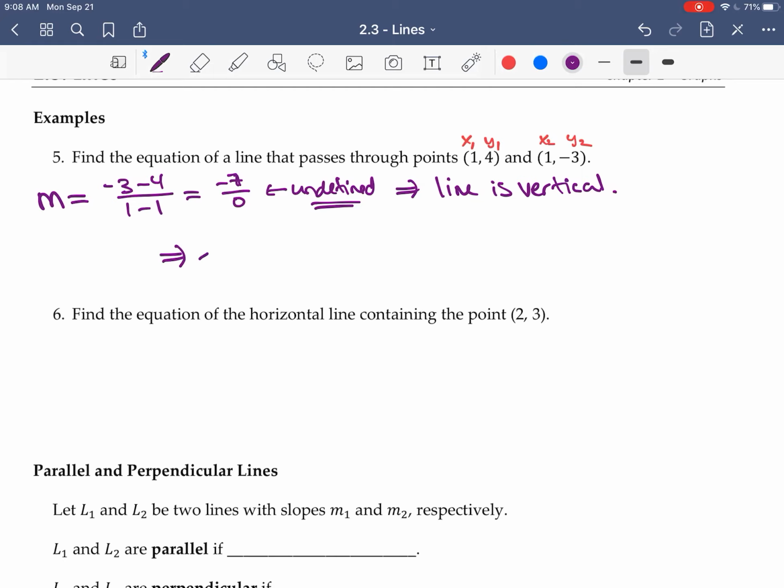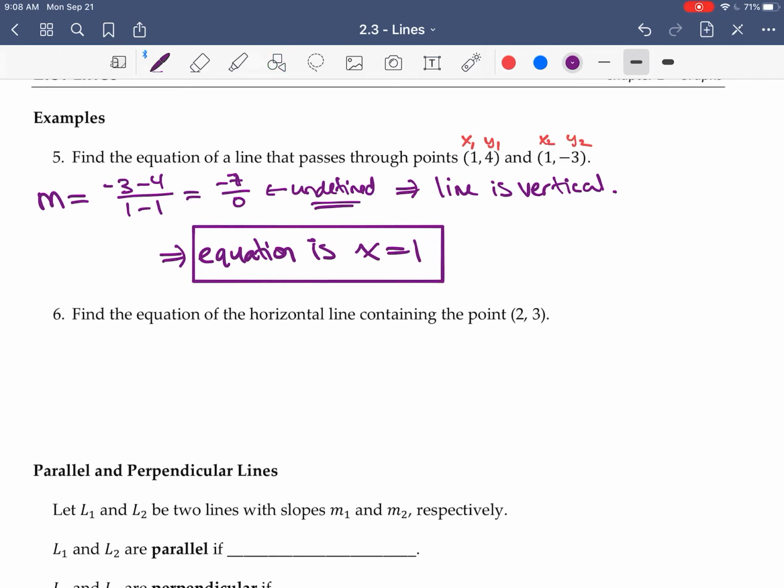Okay, which means that the equation is just the x value. So it's going to be x equals 1 in this case. If you're not sure about that, just plot the points. They give you 2 points. So I'd have a point x equals 1, y equals 4. So 1, and then 1, 2, 3, 4. So I get a point there. And then I'd have a point at negative 3, 1. And then when you connect them, you see that x is always 1 there. So that might help you come up with the equation.